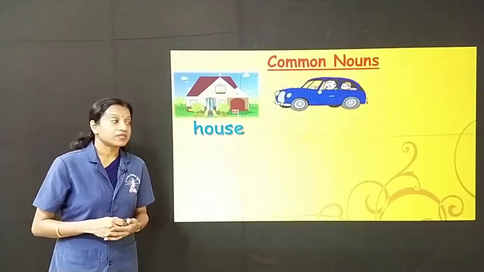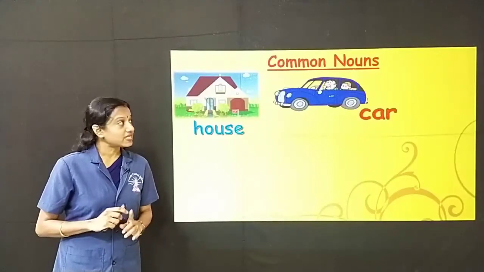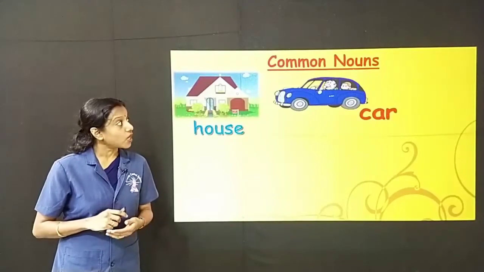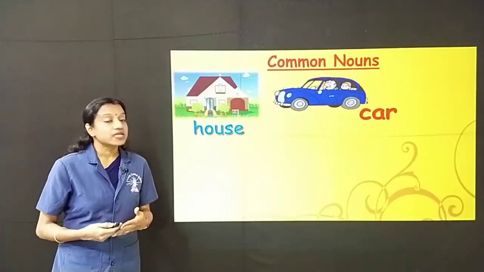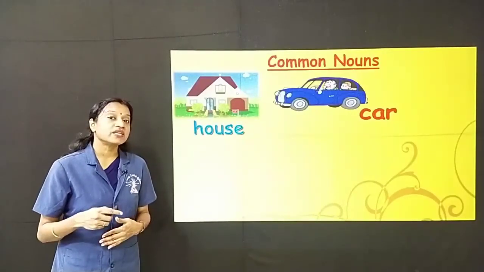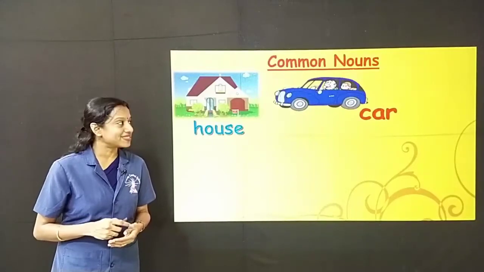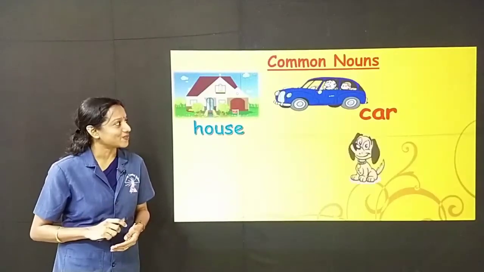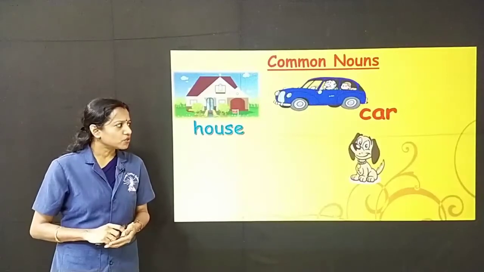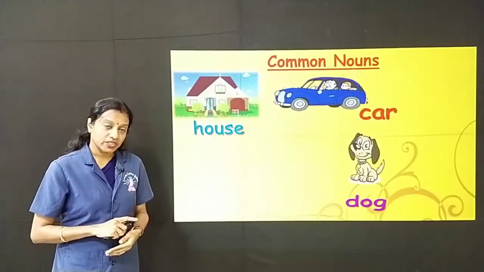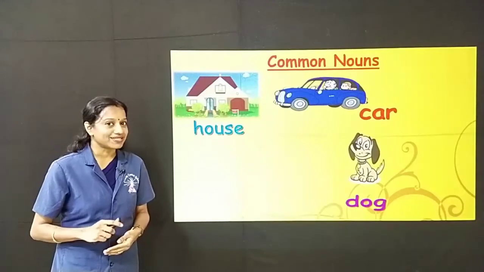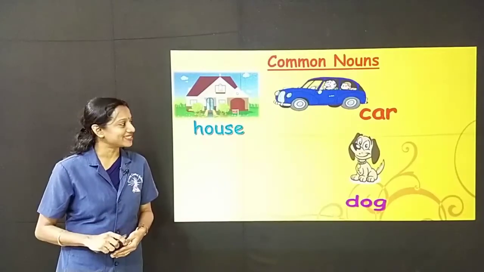Car. Now for example, this will be written as car for common nouns. But in case you want to say it's a Santro or something, then you'll have to begin with the capital letter, that will be a proper noun. Now dog, you call it a Tommy, something like that. So here for common noun, it will be a dog, but proper noun will be Tommy.